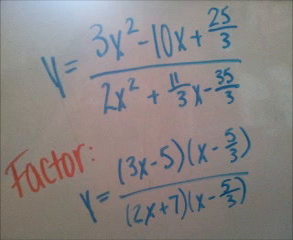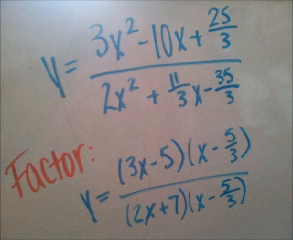I then find my y-intercept by letting x equal 0. Y equals (3 times 0 minus 5) over (2 times 0 plus 7). Y equals negative 5/7. So my y-intercept is over 0, down 5/7.